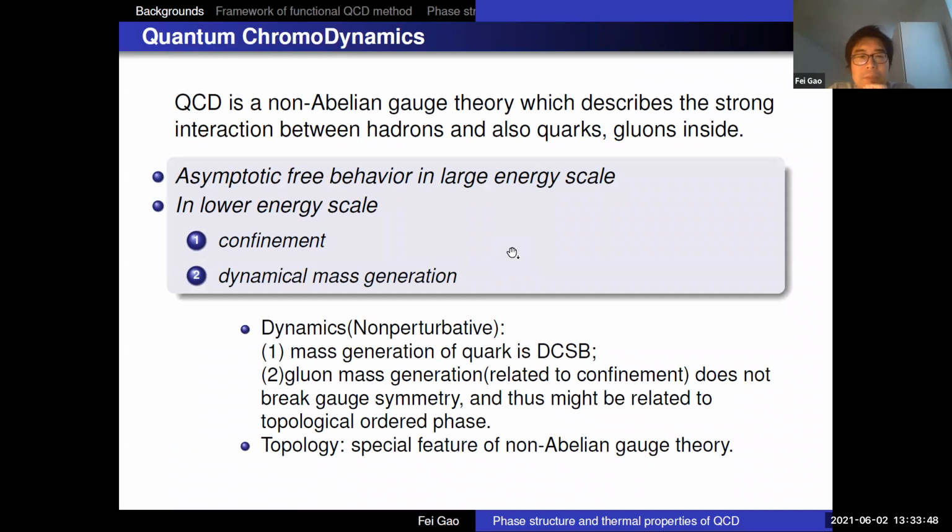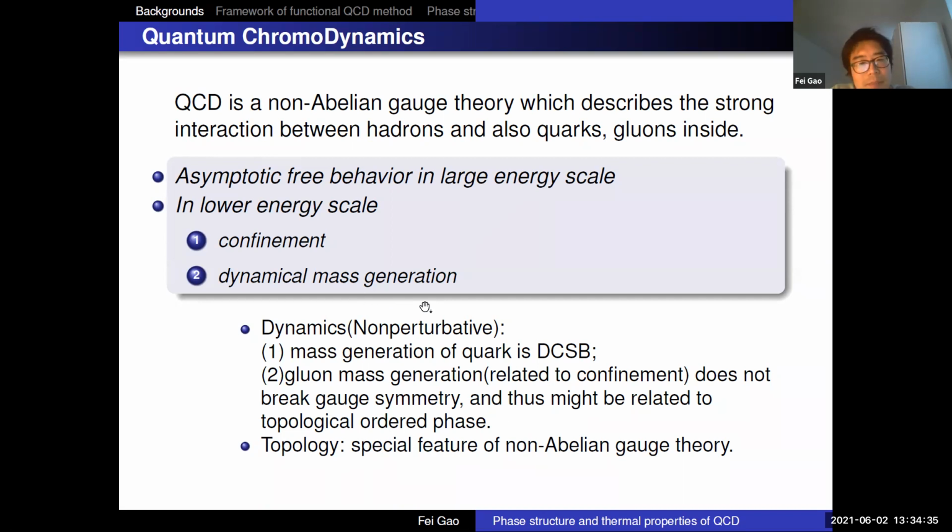So QCD is a non-abelian gauge theory, describes the strong interaction between hadrons and quark gluon. At large energy scale, it shows asymptotic free behavior. And at low energy scale, there are basically two important features: confinement and dynamical mass generation. So these phenomena are mainly because of two important properties of QCD. One is non-perturbative dynamics. The other one is non-trivial topological structure of non-abelian gauge theory.